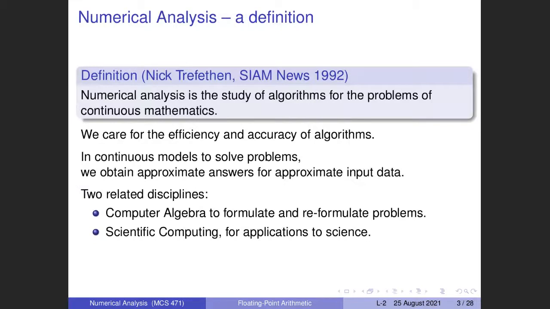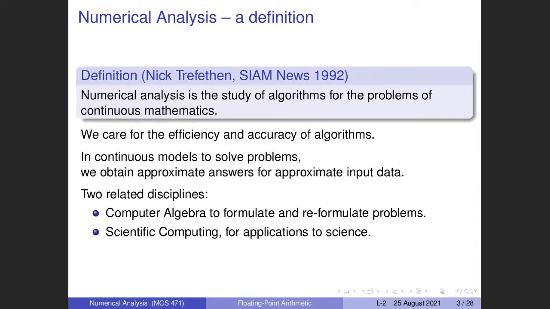So here is a short definition. Numerical analysis is the study of algorithms for problems of continuous mathematics. I got this from SIAM News. SIAM is the Society for Industrial and Applied Mathematics. So it is a good definition. It's not the definition, but it captures very much the essence of the subject.